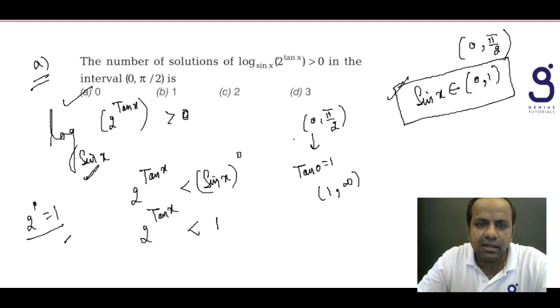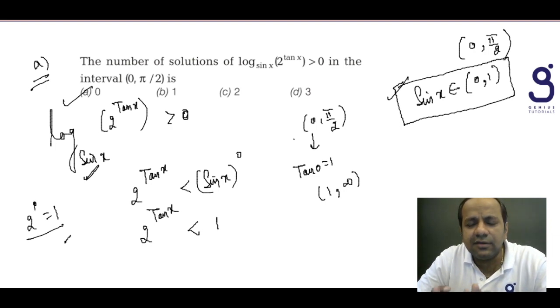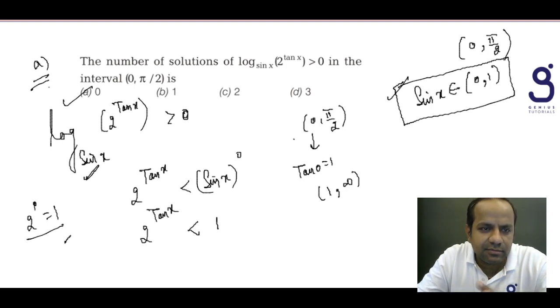Got it? So make sure whenever you are dealing with a question based on logarithmic inequality, be careful while dealing with the base. If the base is a value less than 1, or you can say if the base is a value lying between 0 and 1, you have to change the sign of inequality whenever you are neglecting the log from the left hand side or right hand side. Okay, let's move on to the next question.